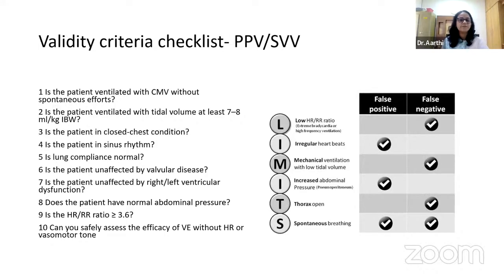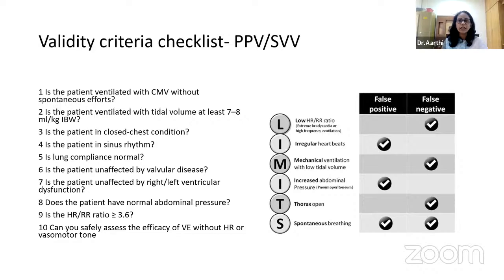The patient has to be on controlled mechanical ventilation without any spontaneous effort. The ventilation should be a tidal volume of 7 to 8 ml per kg ideal body weight. There should not be any open chest conditions. The patient should not have any forms of arrhythmias, and the compliance of the lung should be normal, so that pressure is transmitted and we are able to understand the heart-lung interactions during positive pressure ventilation.